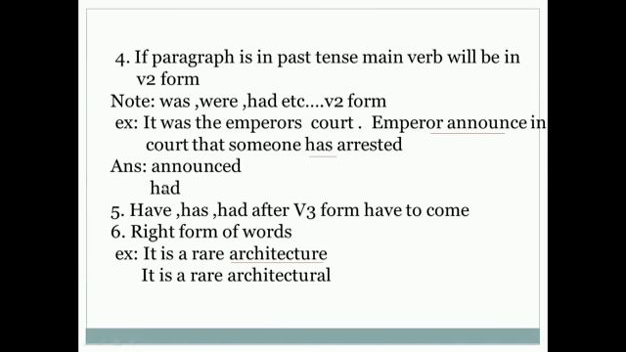Okay. And next, have, has, had, after these we should use V3 form. And right form of words are very important. For example, if you see that it is a rare architecture, but actually the right form is a rare architecture.